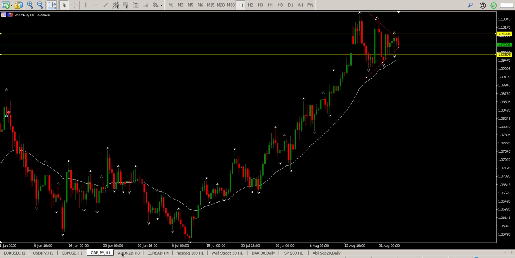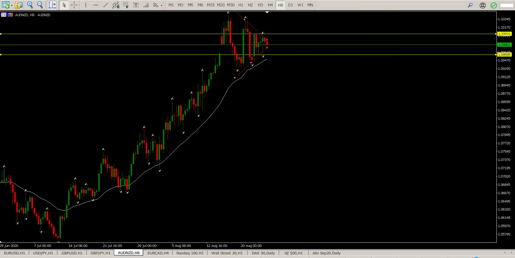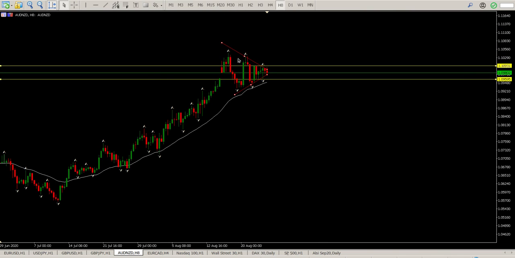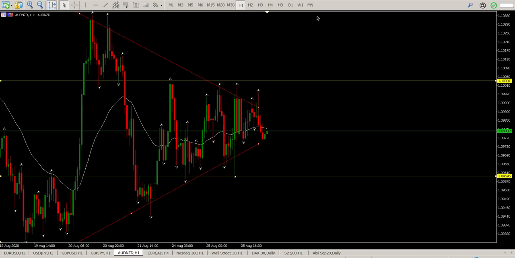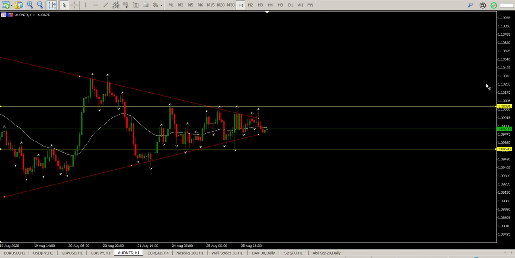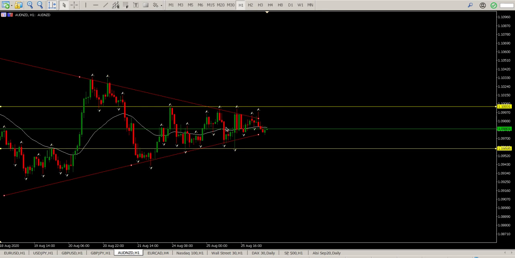Okay, Aussie dollar, New Zealand dollar, nothing much changed since yesterday. We are still in this consolidation pattern. You can see this triangle is still here. We're right at the apex of the triangle at the moment. Come down to the hour. You'll see pure confusion at the moment, triangle and range.